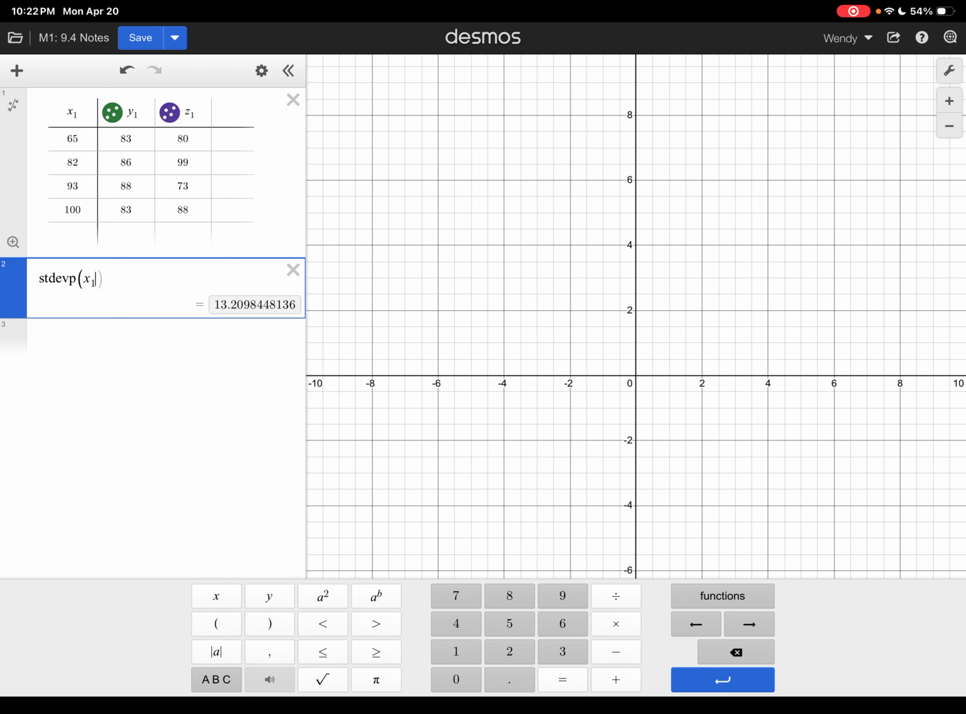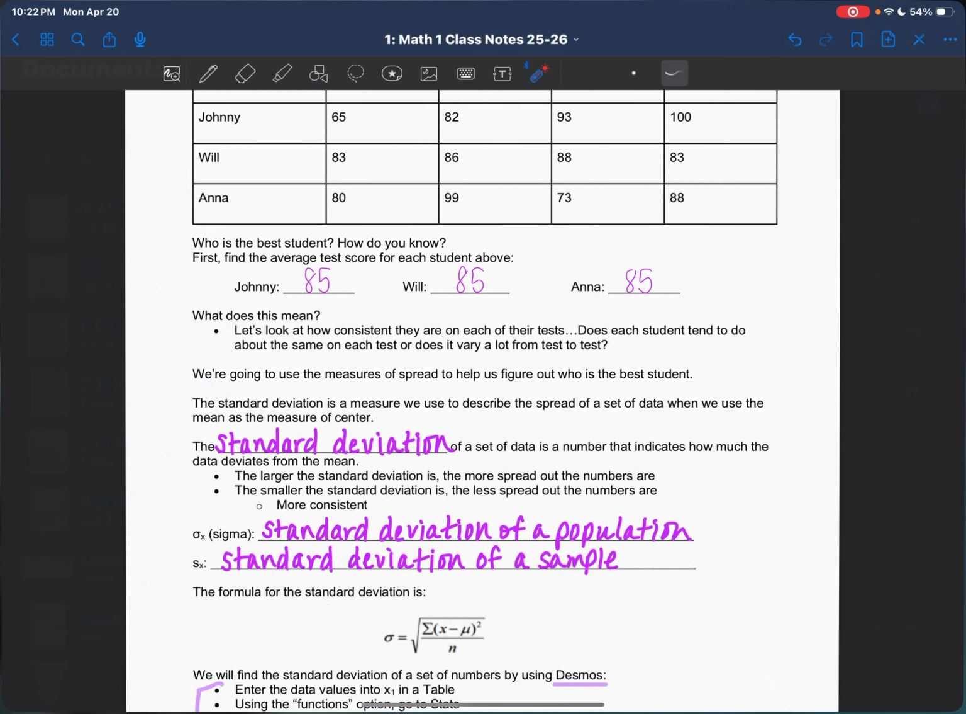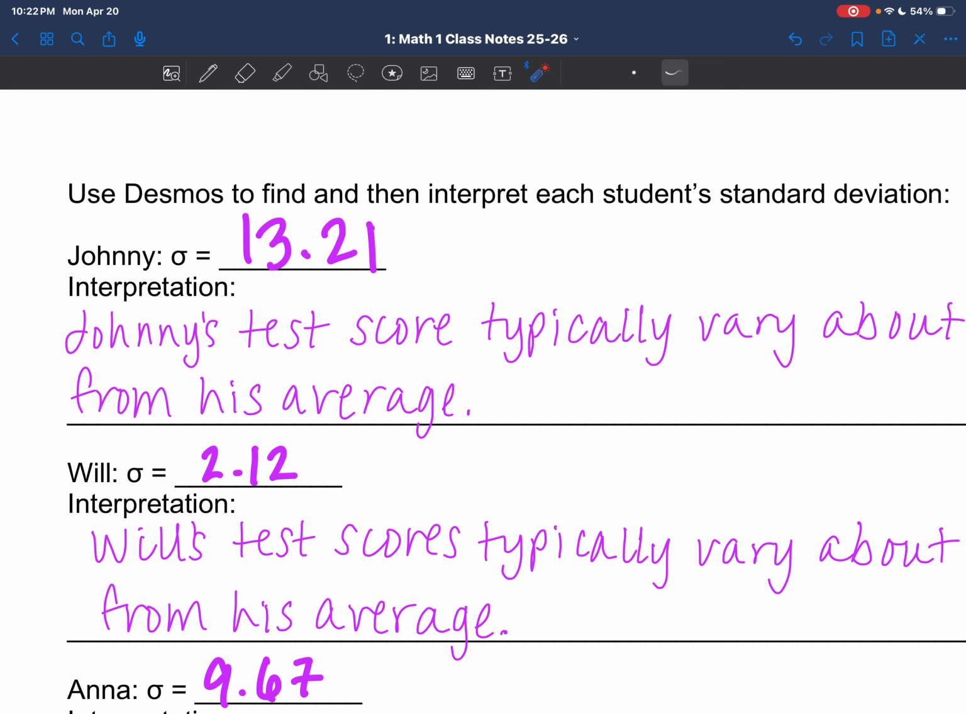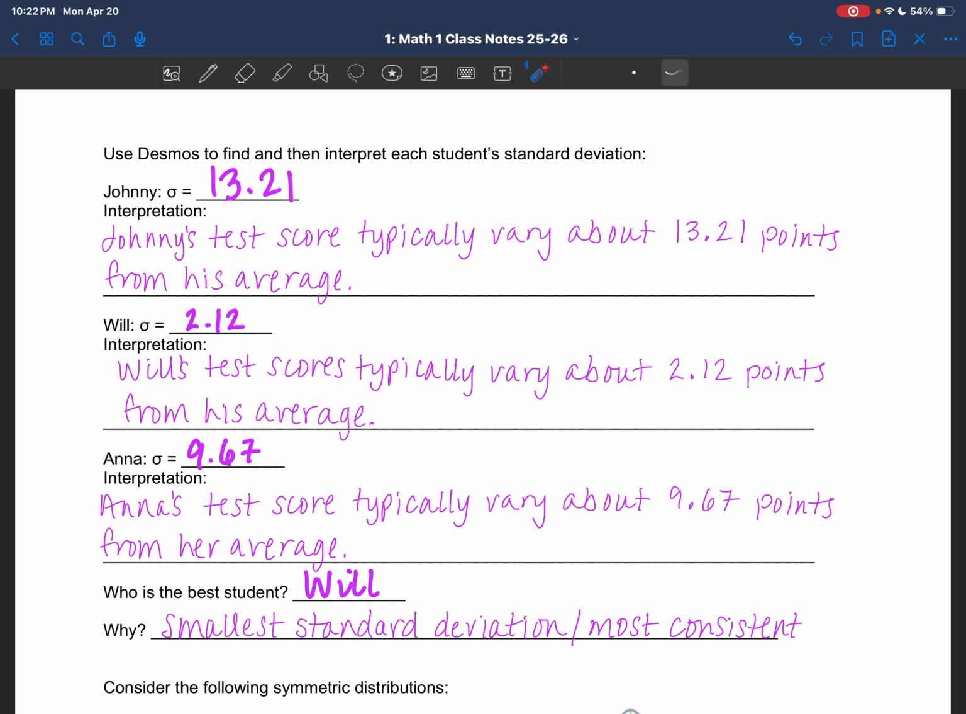There it goes. All right, and then if you notice, I've got 13.209. So that's the standard deviation. That's how far it is from the average. So when I come back here, I rounded that, so we said that this is 13.209, which says 13.21. So we said Johnny's test score varies about 13.21 points from the average.